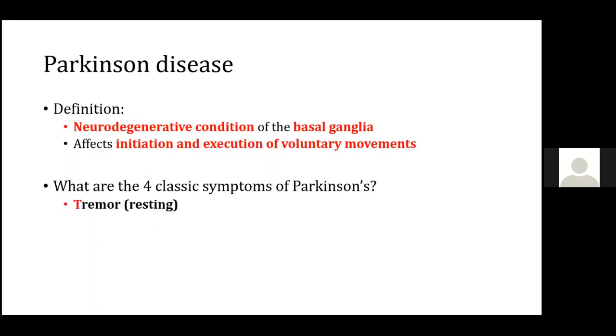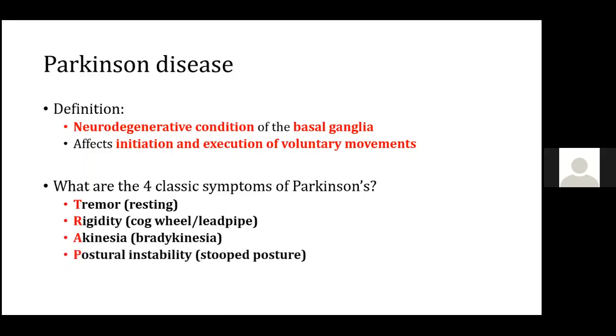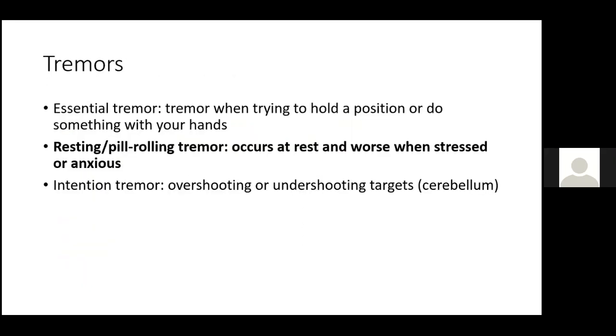So the four classic symptoms I remember as TRAP: tremors, rigidity, akinesia or bradykinesia, and postural instability. So TRAP. So tremors. Just going over tremors separate to Parkinson's disease, there's essential tremor. Essential tremor is when you get tremors when you're trying to hold a position, or when you're trying to do something with your hands. Now that's an essential tremor.